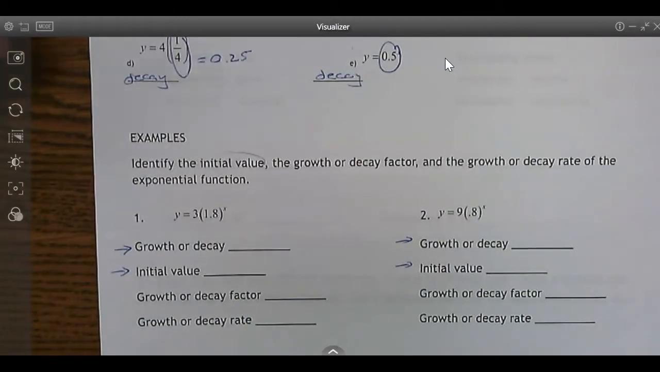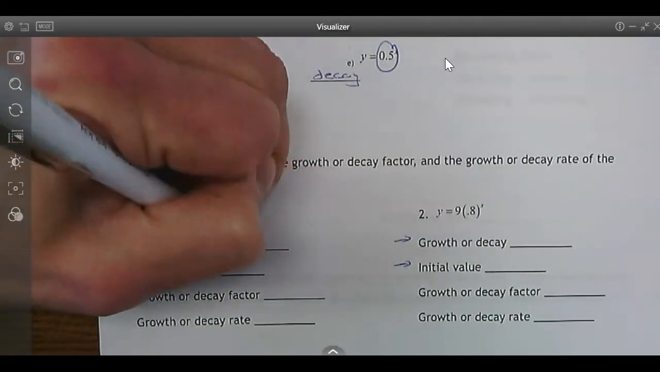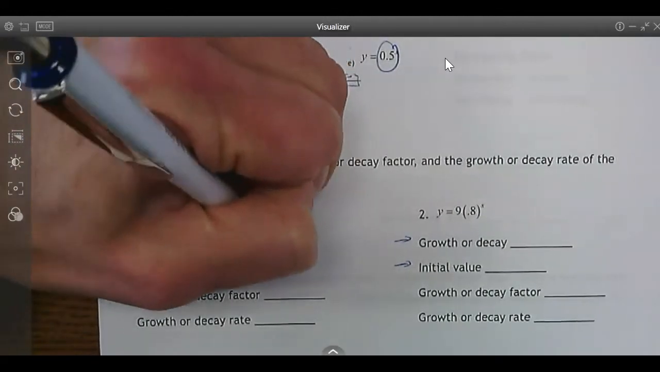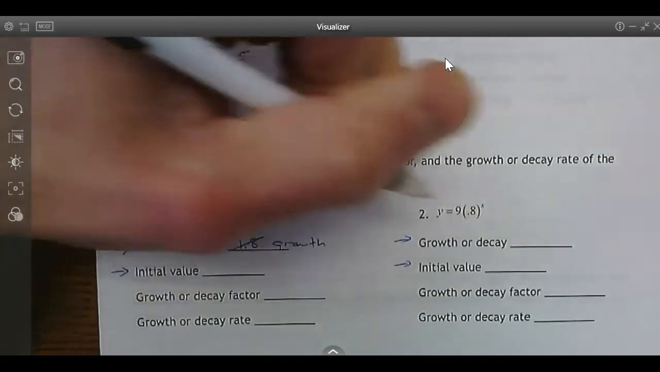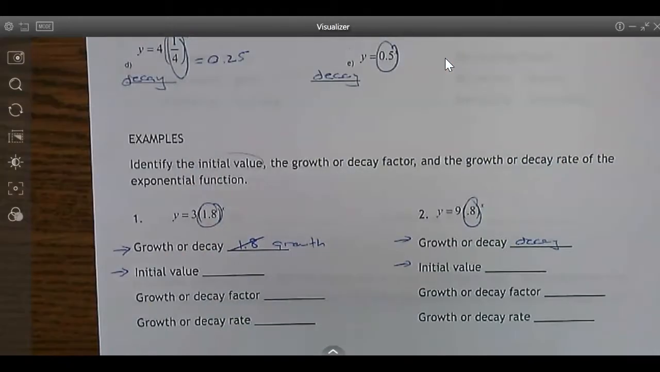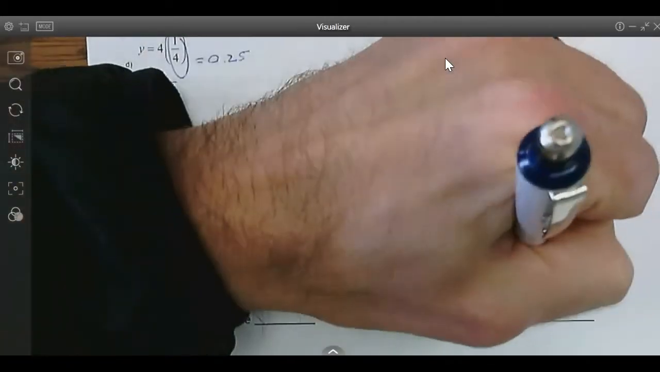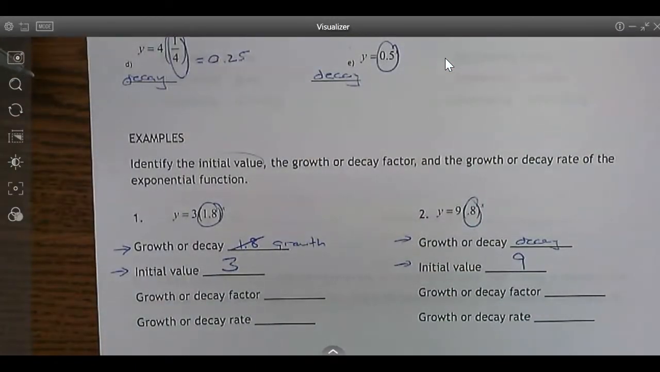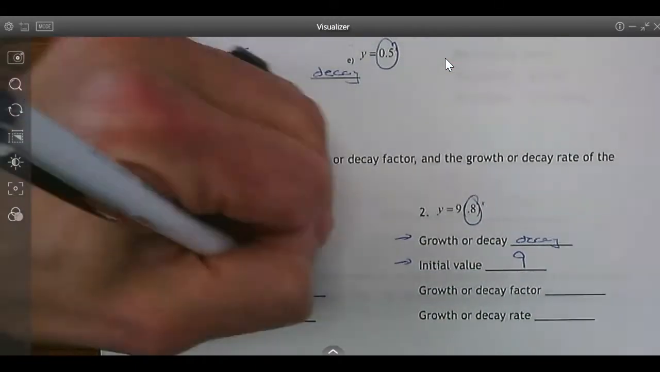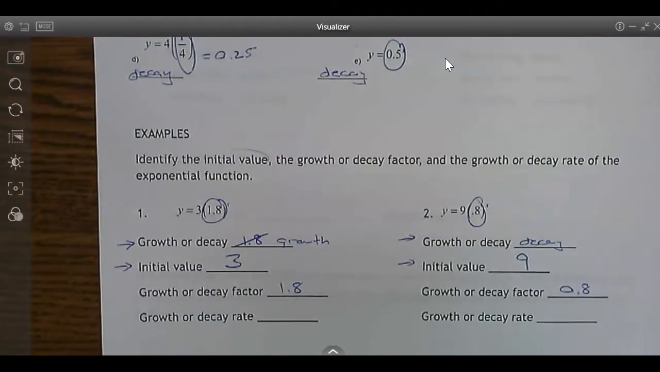All right, coming back here. Growth or decay, the base is 1.8. The growth or decay, this is growth. This is decay because 0.8 is less than 1 but greater than 0. The initial value is 3. The initial value here is 9. The growth or decay factor, 1.8, 0.8.